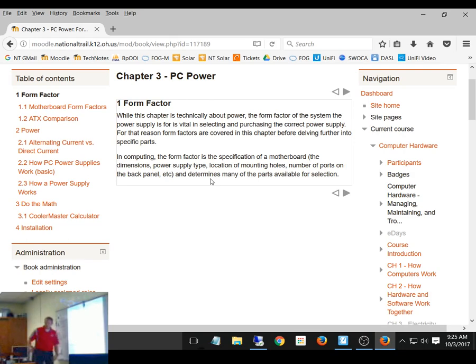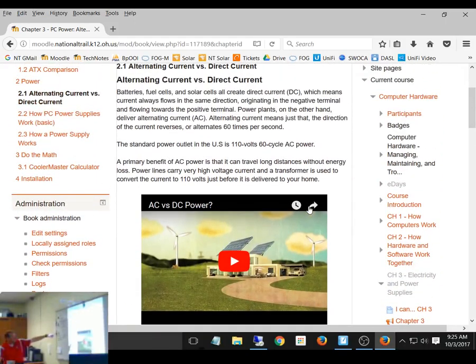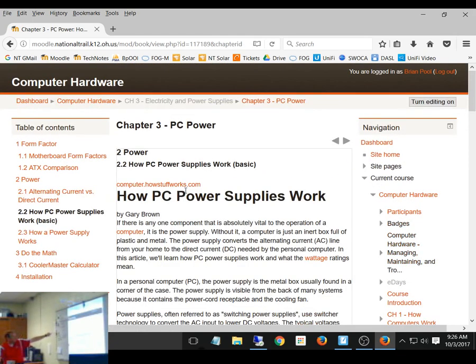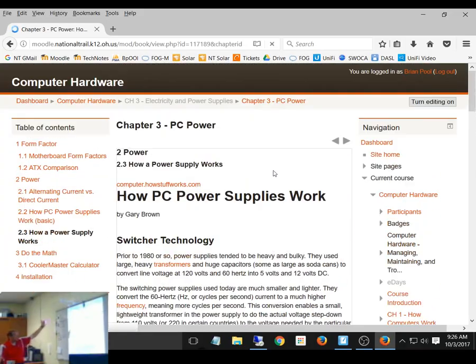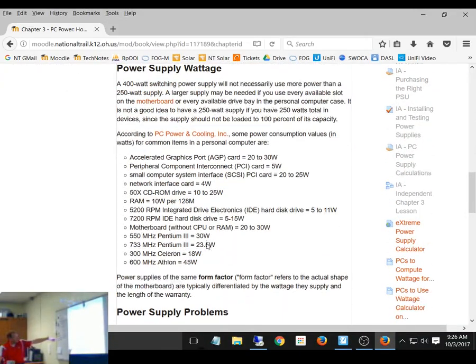So these aren't overly long articles as you read those. In fact, this one's really short and has a little video in there. This is a nice little video on AC/DC. This is really a continuation of the same article. This is the beginning on PC power, and then this is the rest on how a power supply works. And it specifically talks about wattage.